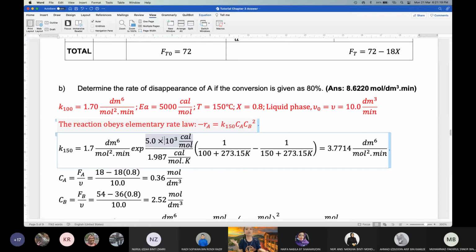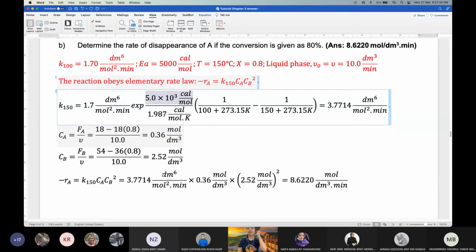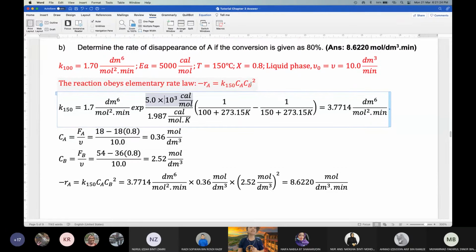Okay, so done. To find the K at 150, so dah habis kan? Kita dah cari K at 150. Now kita nak cari CA, CB. So CA, CB dalam soalan ni pun sama. They did not give us directly. However, you know you can use the table to find your CA and CB. However, dah berubah sikit. Tadi kalau batch reactor, you want to find CA from the batch reactor, it was CA equals to NA per volume, V.